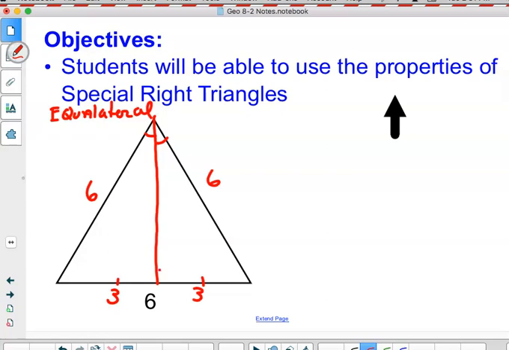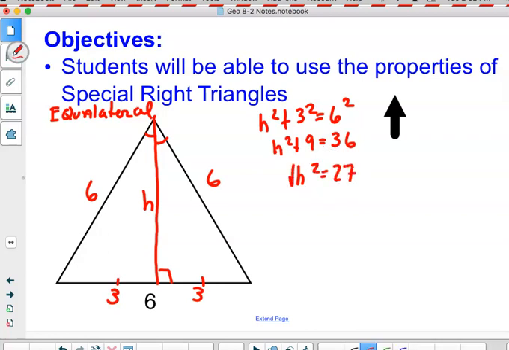Now, this has got to be a right triangle. I could probably find the height of this if I use the Pythagorean theorem. So h squared plus 3 squared is equal to c squared, 6 squared. So h squared plus 9 is equal to 36. If I subtract 9, I get h squared equals 27. If I take the square root of both sides, I find out that h is the square root of 9 times the square root of 3, which is 3 the square root of 3. Now, this height is 3 the square root of 3.